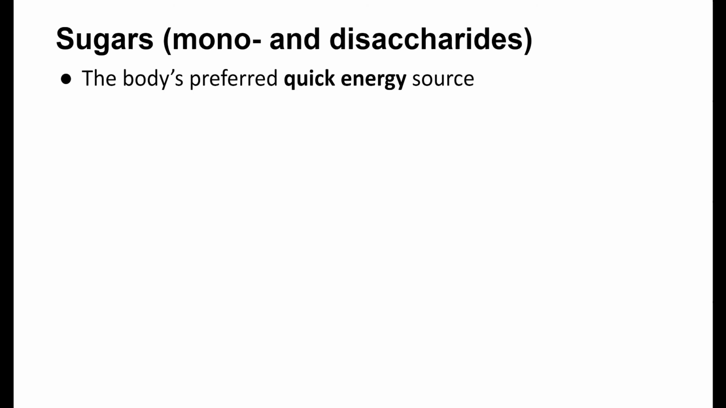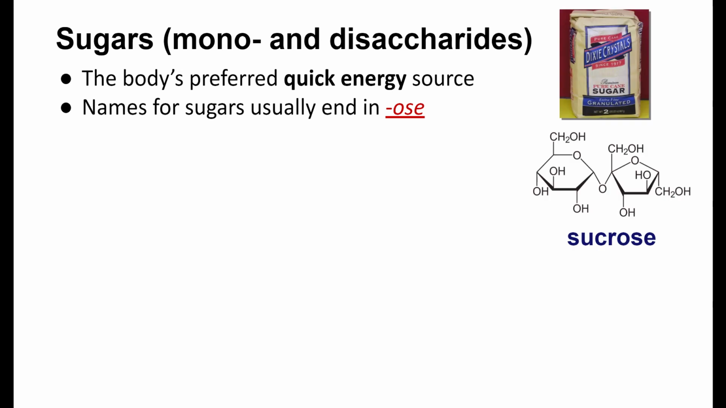All right, sugars. When we say sugar, what we're actually talking about is mono and disaccharides. So all the sugars we eat are either monosaccharides or disaccharides. And these are the ones that are our body's preferred quick energy. And you can recognize sugars when you see the name because they always end in ose, O-S-E. So sucrose, for example, is when I say sugar, you're probably thinking of sucrose. That's table sugar. That's like what you'd put in your cookies or your coffee. And you can see that's a disaccharide because it has two sugars.